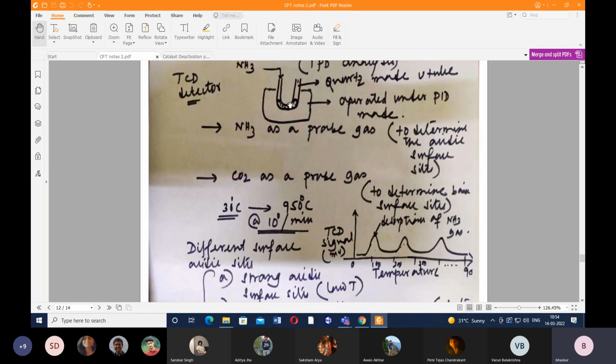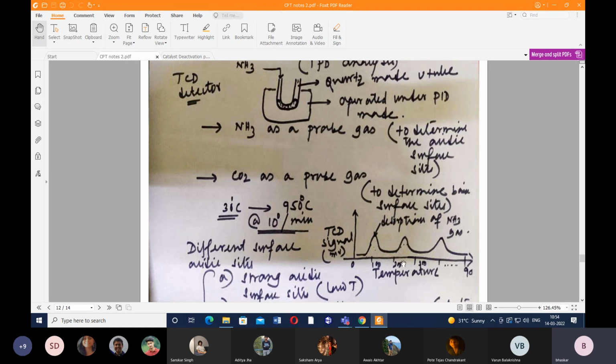That means we'll increase the furnace temperature from room temperature to a certain temperature, let's assume up to 950 degrees Celsius. So we'll have three different peaks at three different temperature locations. These peaks will be detected by a detector called a thermal conductivity detector, which will record the signal in millivolts. So the first peak corresponds to the desorption of ammonia gas at low temperature. This is treated as strong acidic surface sites.